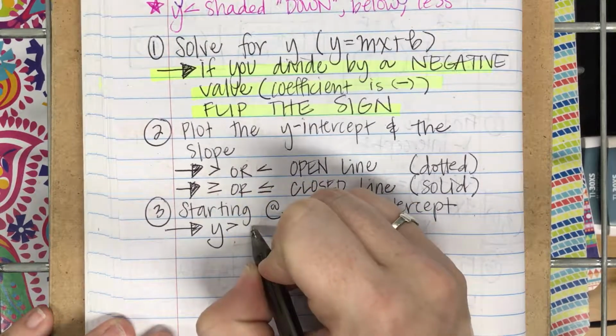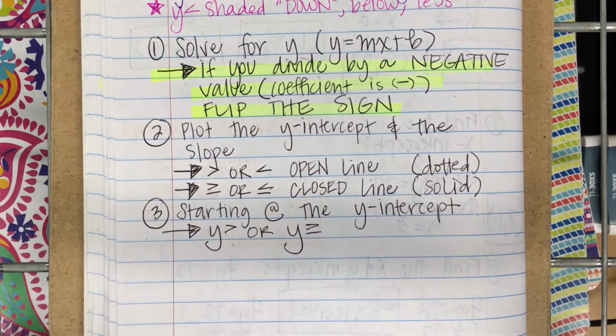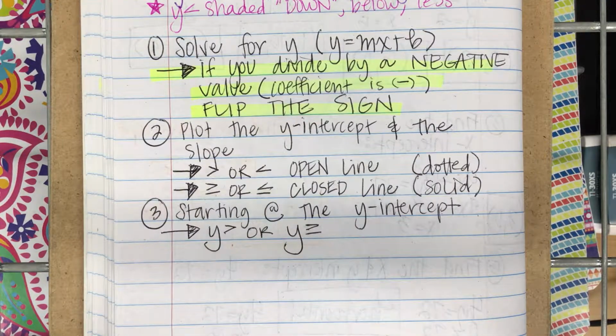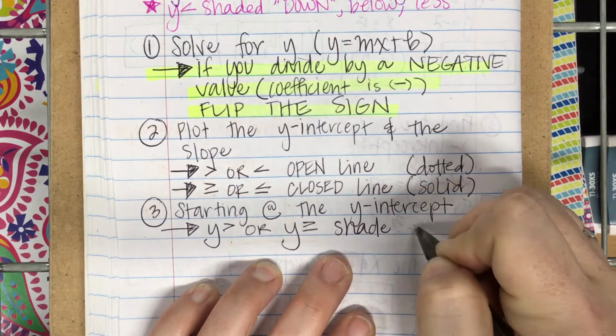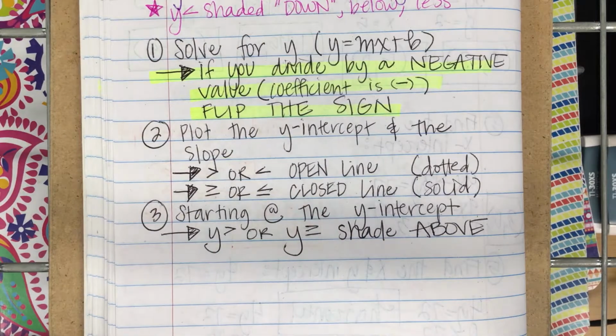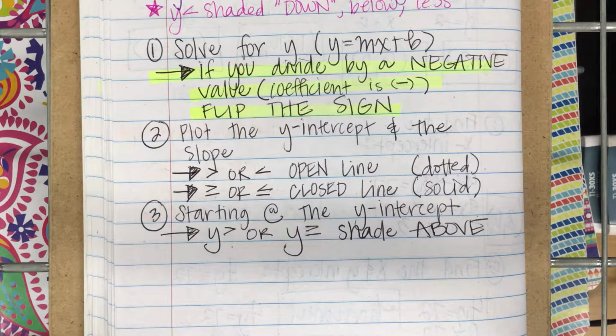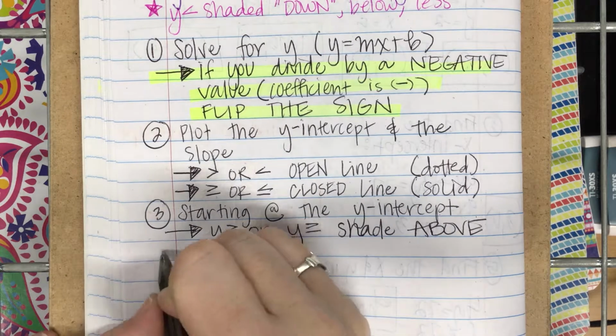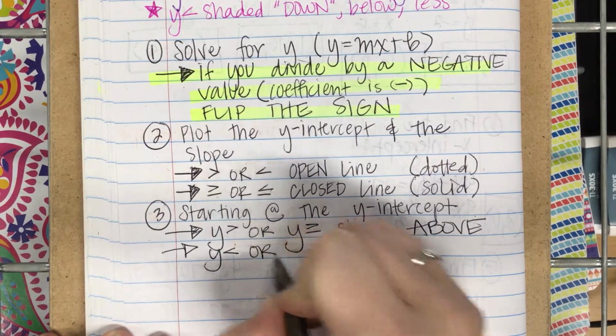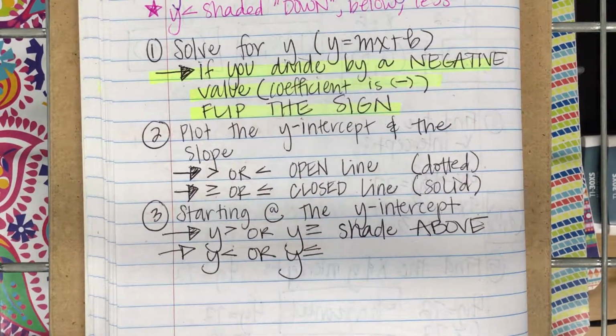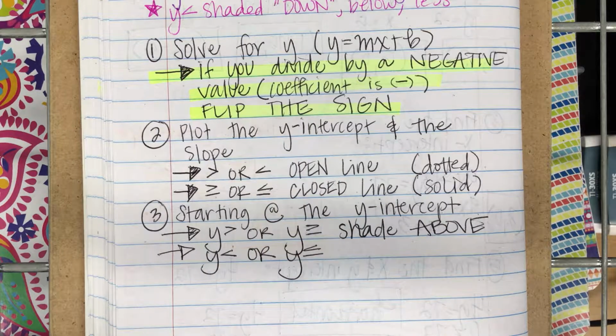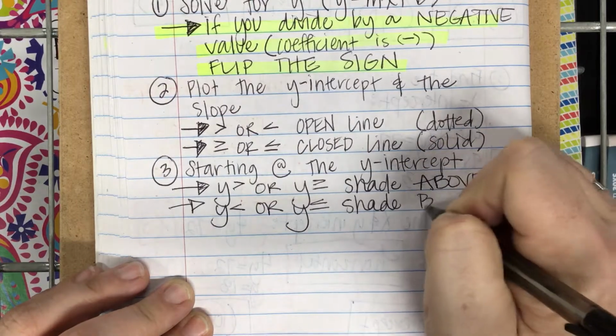If y is greater than, or y is greater than or equal to, on a coordinate graph, where does y get greater? Which direction in a graph does y get greater? Which way, Gerardo? Up. Shade above. So you're going to be at the y-intercept, and if it says y is greater, you're going to shade above. If it says y is less than, or y is less than or equal to, which direction does y decrease? You're going to shade below.